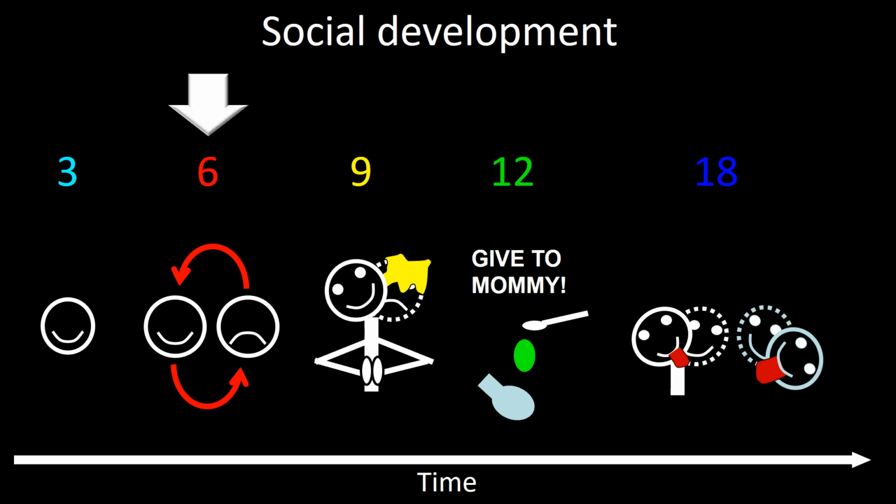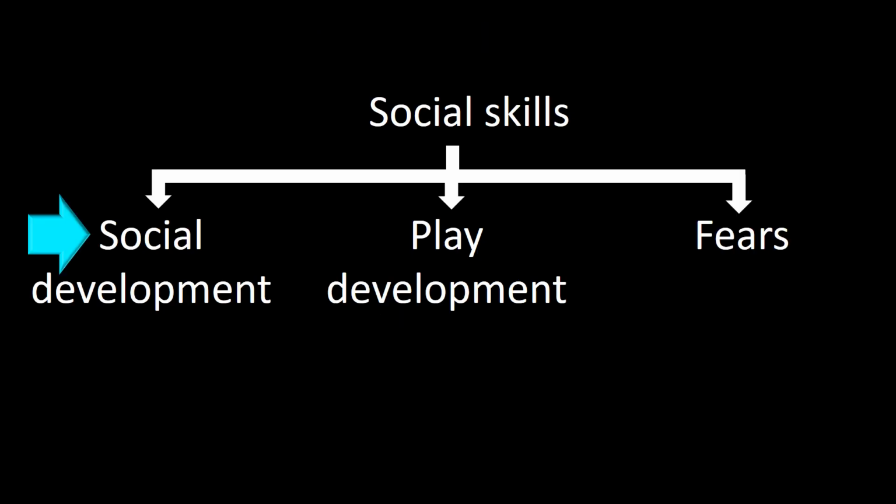At 6 months, the infant shows likes and dislikes by facial expression other than crying. At 9 months, the infant plays peekaboo and pat a cake. At 12 months, the infant follows simple commands like dropping objects. And at 18 months, the child becomes a great imitator. After social skill development, we will address play developmental milestones.